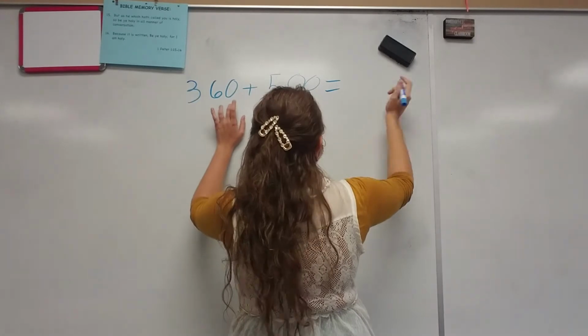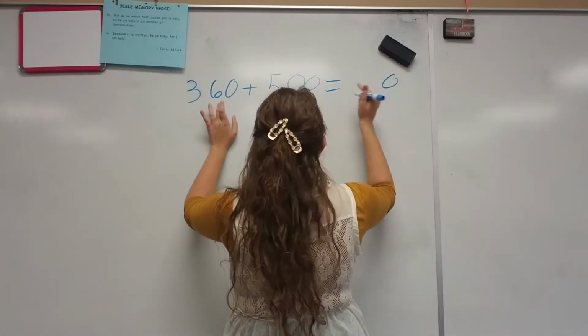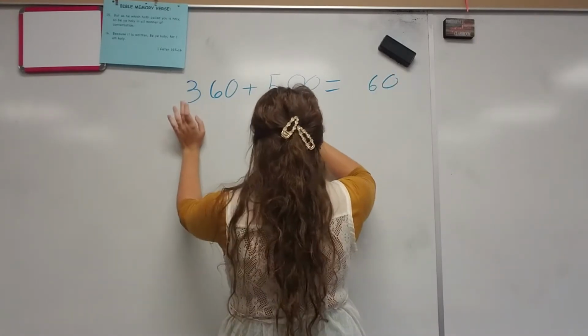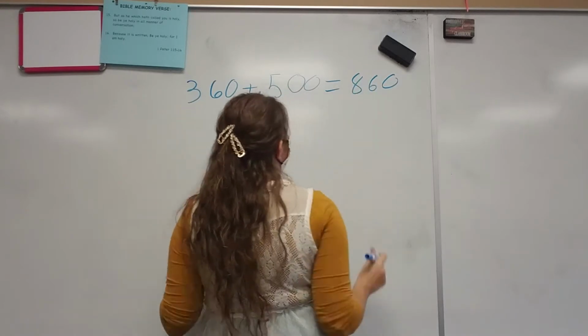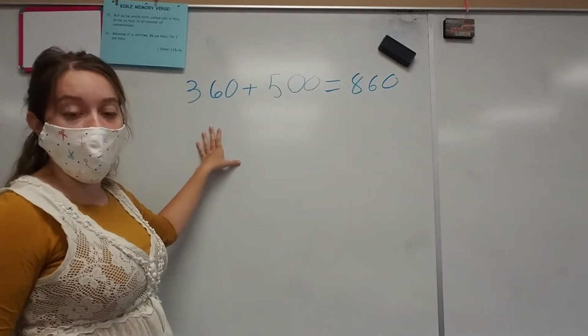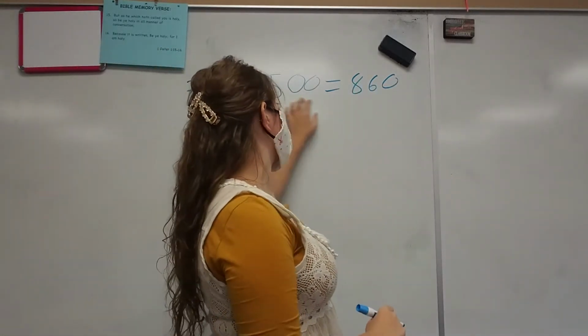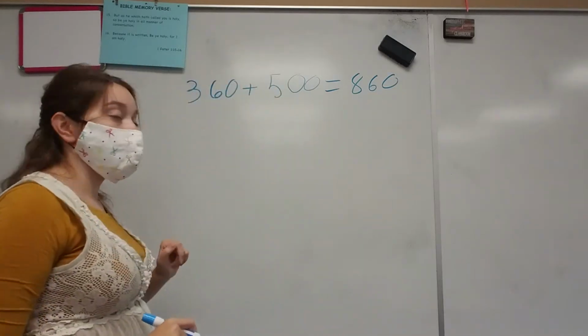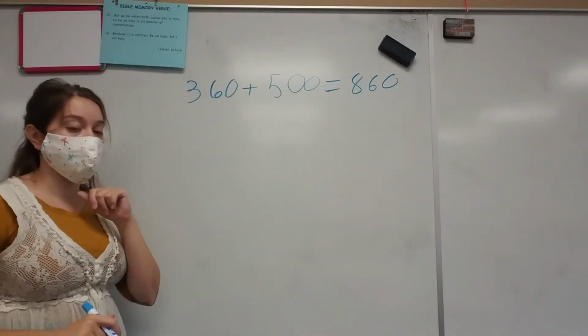So 0 plus 0 is? 0. 0 plus 6 is? 6. 5 plus 3 is? 8. 8. So on the line at the top where it says estimate, you need to write this whole thing. It's our number model, okay?